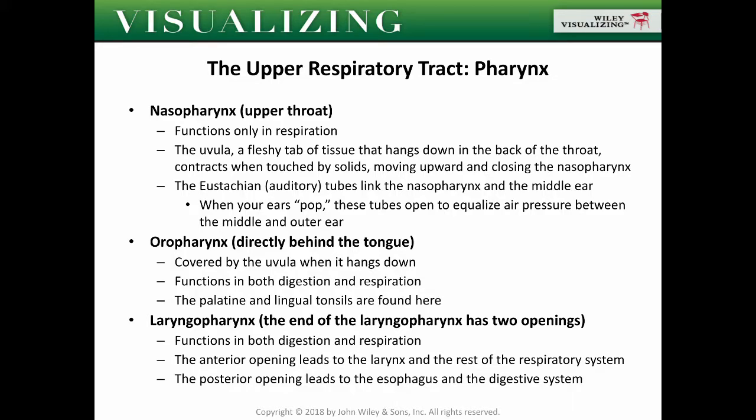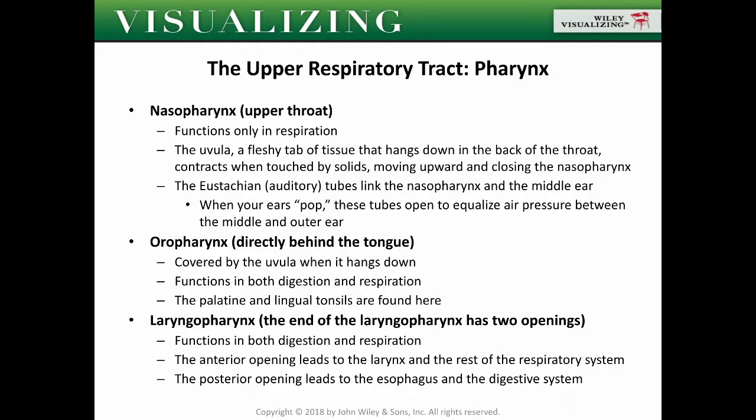So its function is only in the respiration. So in our anatomy, there is a convergence between the mouth and the nose, but in the nasopharynx area, so it's still upper. So our food should not enter the nasopharynx. So we have the uvula, the fleshy tube of tissue that hangs down the back of the throat, which contracts when touched by solids, moving upward and closing the nasopharynx.